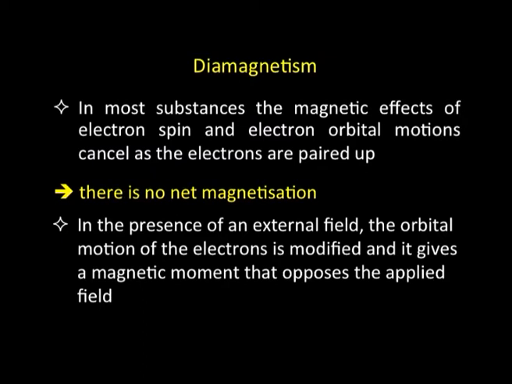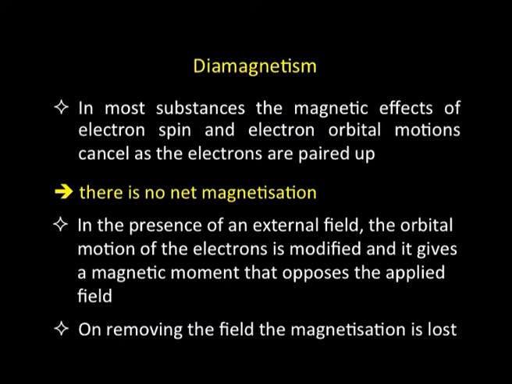But the moment I put that material into a magnetic field, what happens? The orbital motion of the electrons gets modified, and that gives rise to a minute amount of magnetic moment, and those magnetic moments are such that they oppose the applied field. And if I remove the field, we find that this magnetization which is generated is lost.